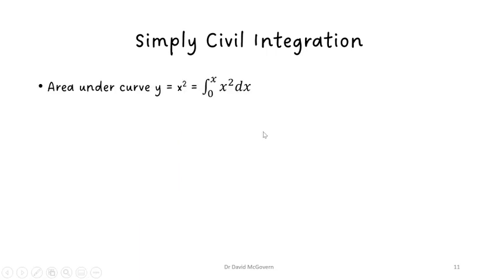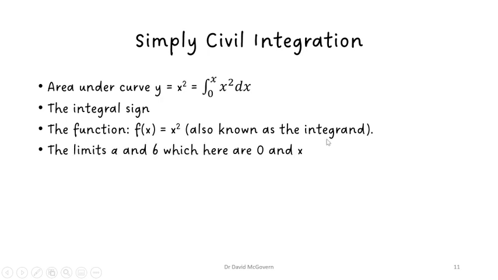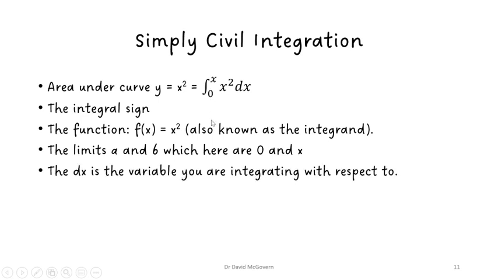Now often that elongated S shape is something that can fill a student with dread, but it doesn't need to. All that is the integral sign. The function is here. That's what we're going to integrate. So this is the integrand. The limits of the integral that you're performing is from here to here. In this case, it's 0 to x. And dx is the variable that we're going to integrate with respect to.